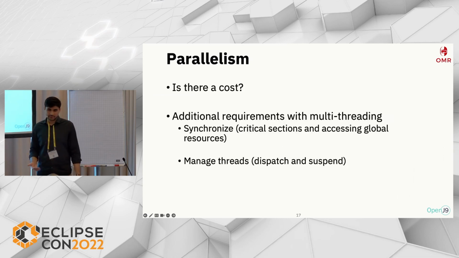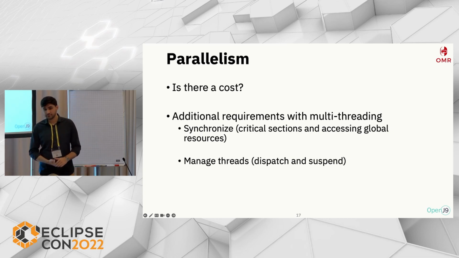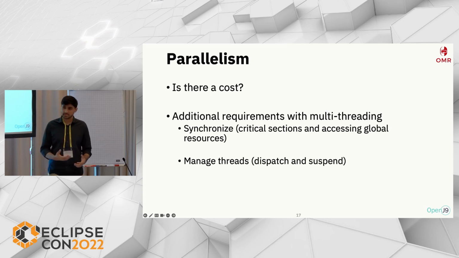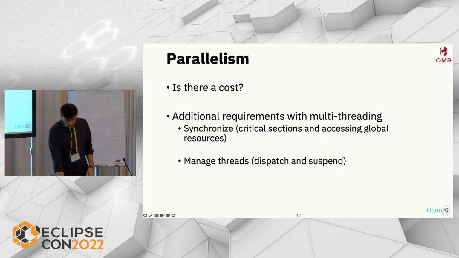So we have to ask ourselves and look at whether there are any costs to parallelism. We do know that there are additional requirements when it comes to multi-threading. We have to synchronize, so there are critical sections. Threads are accessing global resources. There could be races between threads. And then threads also have to be managed, right?